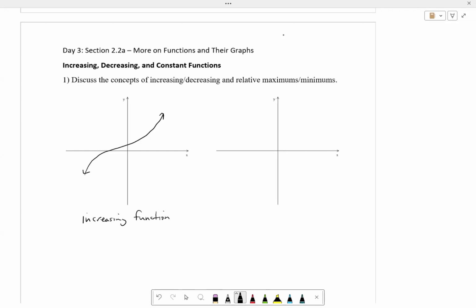So what if it has a little bit of both? What if it looks something like this? Well, you can see that it has some places where it's increasing, some places where it's decreasing, and I don't think there's any constant part, but there are some peaks and valleys here. Anytime you get to the top of a peak like this, it is called a relative maximum.